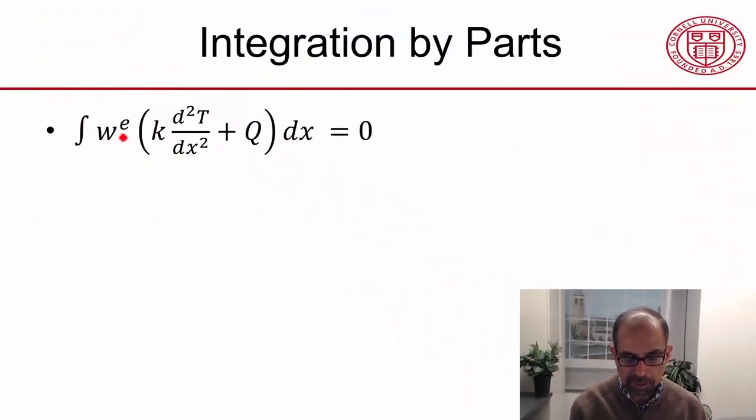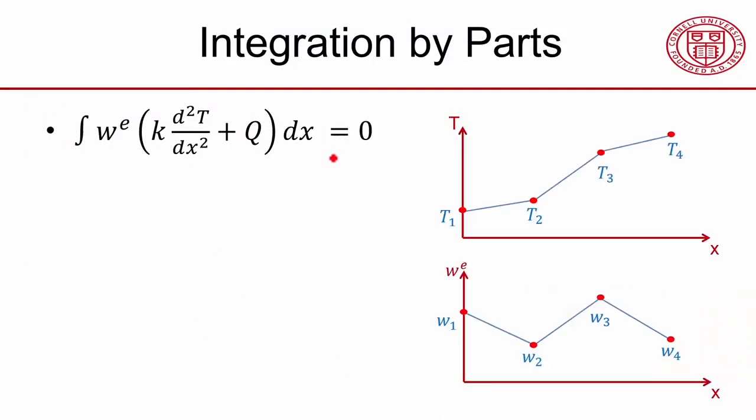At this point, we have our weighted integral, and we have the assumed shapes for the temperature and the weighting function. And our weighting function is arbitrary, but we have reduced the arbitrariness of the weighting function to the arbitrariness of the values at the nodes. So we want to satisfy this for an arbitrary weighting function of this shape. How do we do that?